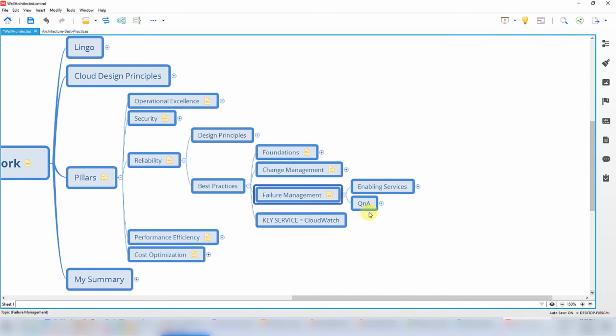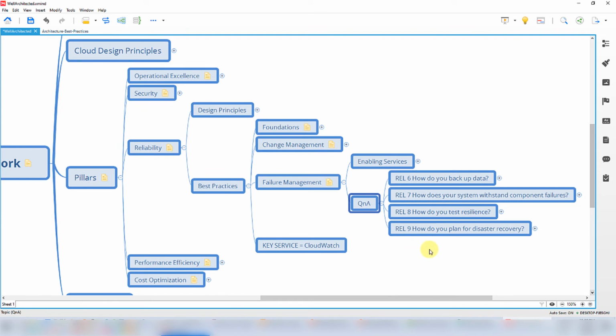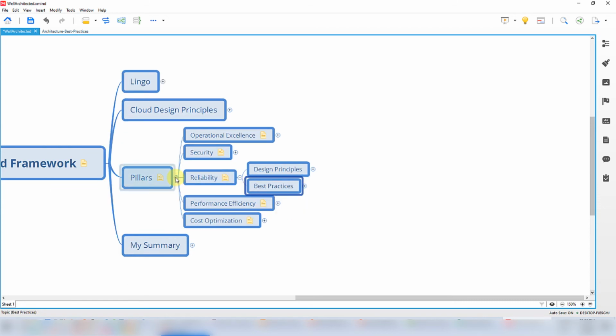Let's look at failure management. Key enabling services to help manage failures: CloudFormation, S3 and Glacier, and the Key Management Service. The key questions driving practices: how do you back up your data? How does your system withstand component failures? How do you test resilience? And how do you plan for disaster recovery? This completes the discussion of the reliability pillar.